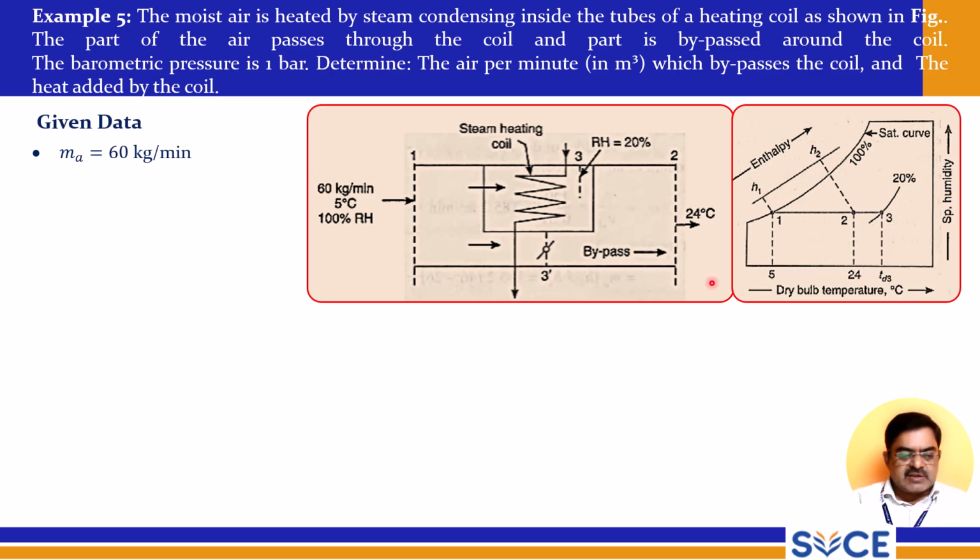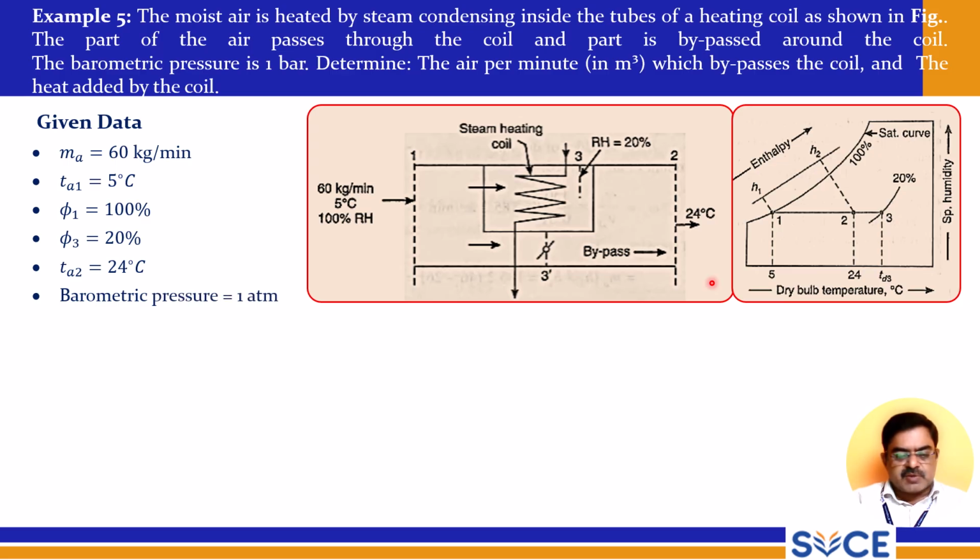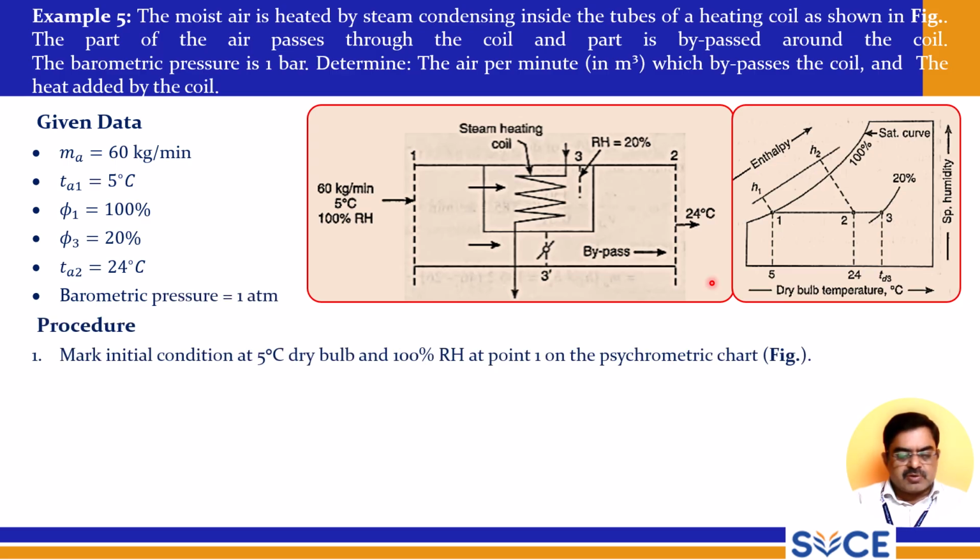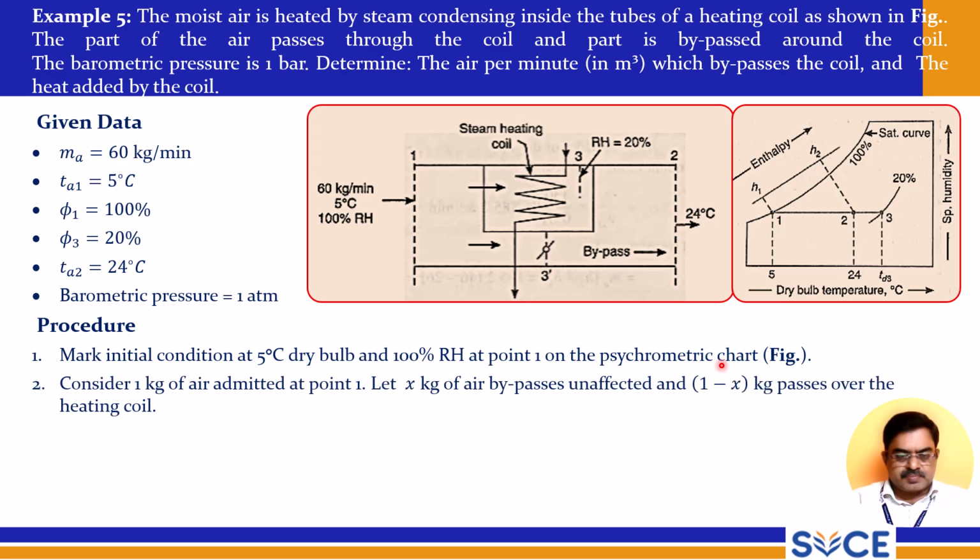So the given data is MA equal to 60 kg per minute, TA1 equal to 5 degrees Celsius, phi 1 equal to 100 percent and phi 3 equal to 20 percent, TA2 equal to 24 degrees Celsius, barometric pressure equal to 1 atmosphere. So we have to mark the initial conditions at 5 degrees Celsius dry bulb and 100 percent relative humidity, that is point 1 on the psychrometric chart.